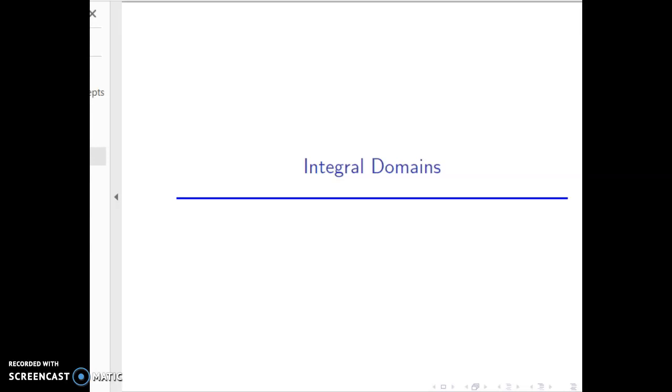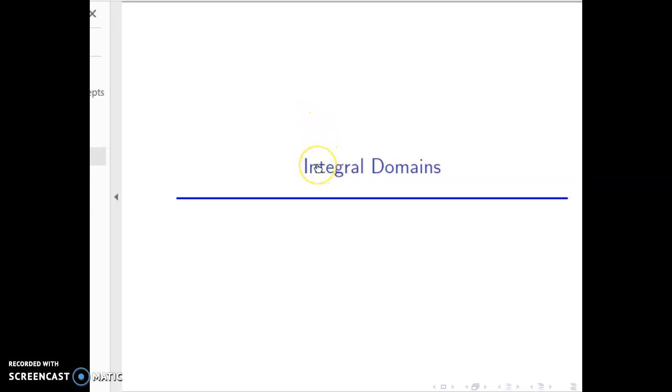Yesterday we talked about rings. We talked about different types of rings. We talked about rings with unity. We talked about commutative rings. And we talked about units, that is elements in rings which have multiplicative inverses. Today we are going to discuss integral domains.